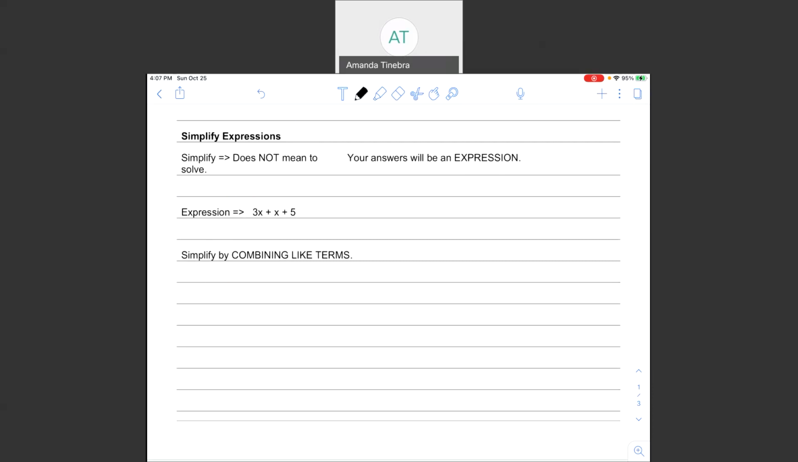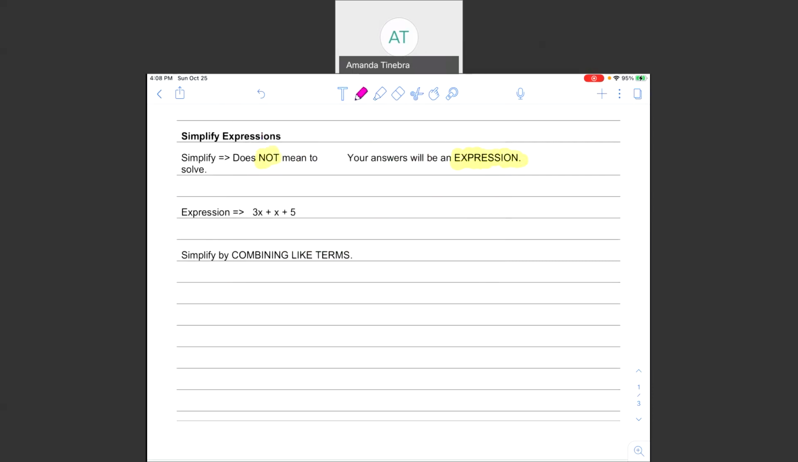So as we get started with simplifying expressions, when we are told to simplify an expression, simplify does not mean to solve. When we are simplifying something, we are making it more simple, but our answers are going to be an expression. It's not just going to be a single number. So let's look at the expression 3x plus x plus 5.